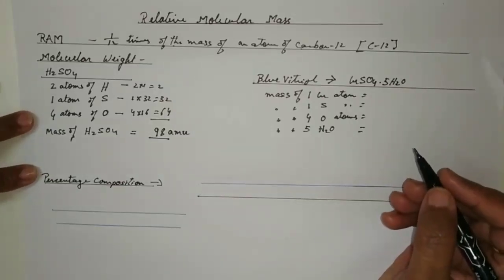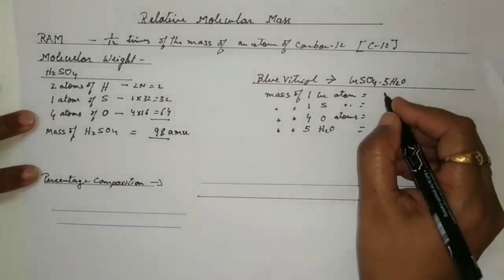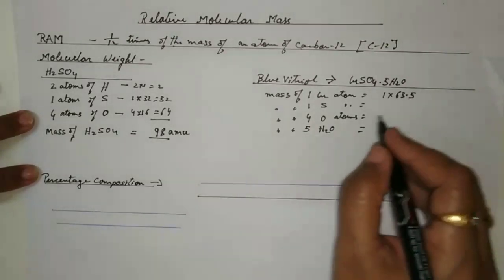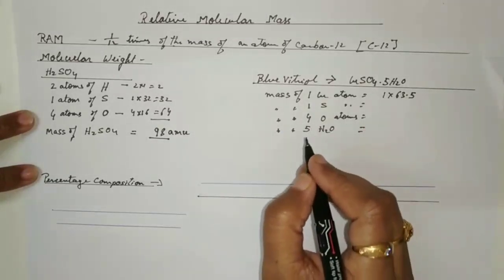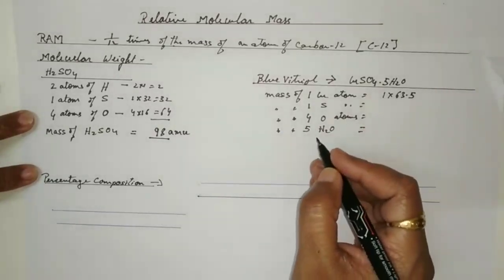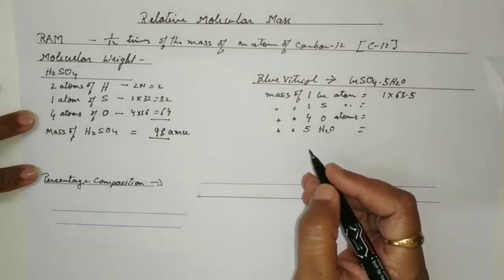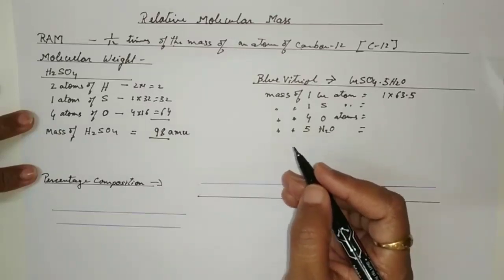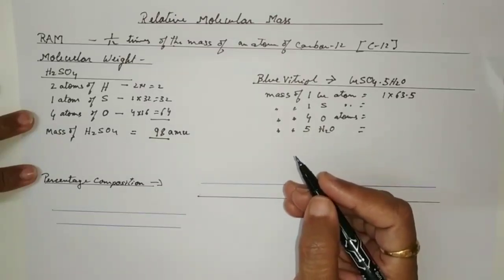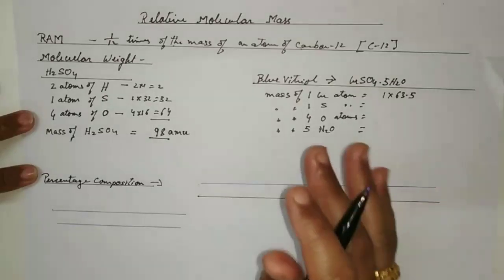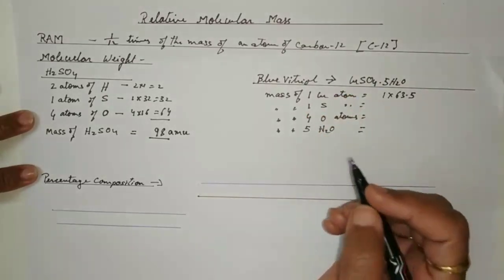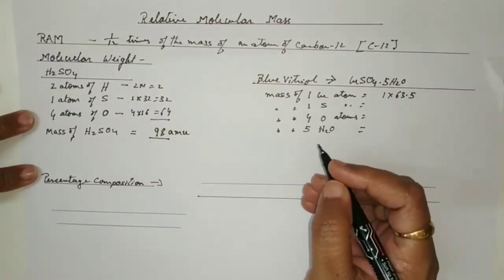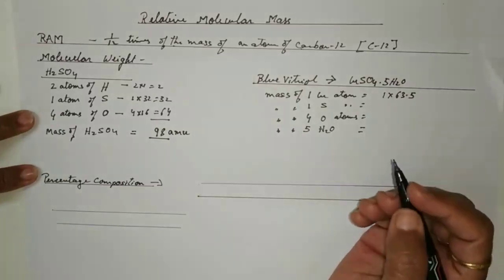So as I know, the mass of copper is 63.5. Some of the masses you have to learn, but mostly it is provided to you in the question paper. Like hydrogen, you don't need to ask, it is 1. Oxygen, you know it is 16. Sulfur, you know it is 32. Sodium, you know it is 23. Some you have already learned, children, but let me tell you, many of them will be provided in the question paper.